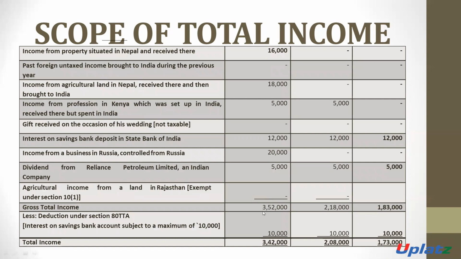So the total income is 3,52,000, 2,18,000, and 1,83,000 rupees. But there is a deduction under section 80 on such interest amount. 12,000 will be deducted. So the total income will be 3,42,000 rupees, 2,08,000 rupees and 1,73,000 rupees, which will be taxable in the hands of resident and ordinary resident, resident but not ordinary resident, and non-resident respectively. So this is the total income which will be taxable.